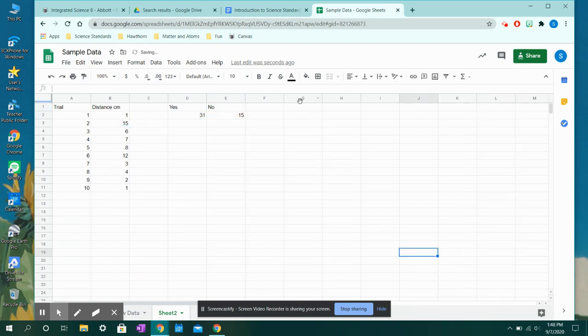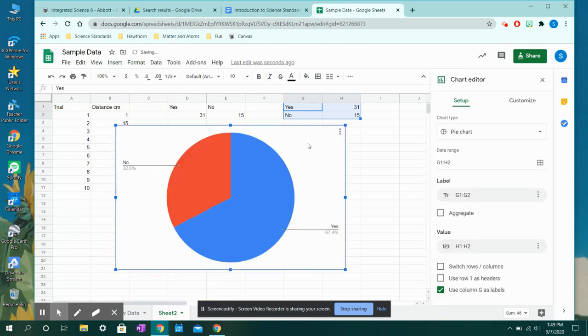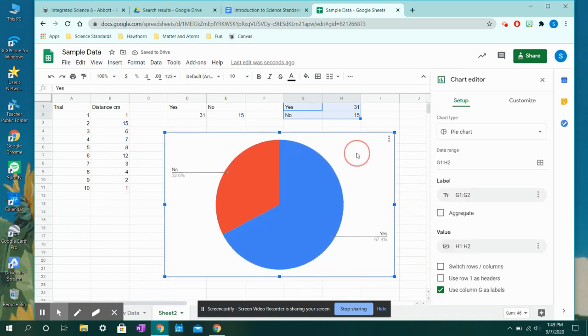Instead I am going to enter yes, no, 31, 15. All right, and then let's try it now. Insert the chart. Sometimes you have to play around with it a little bit, because Google Sheets has a certain algorithm and you need to reorganize it. That is what I wanted. Now we can see how many said yes and how many said no, as if it were a pie. And the nice thing about Google Sheets is it also gives us the percentage.